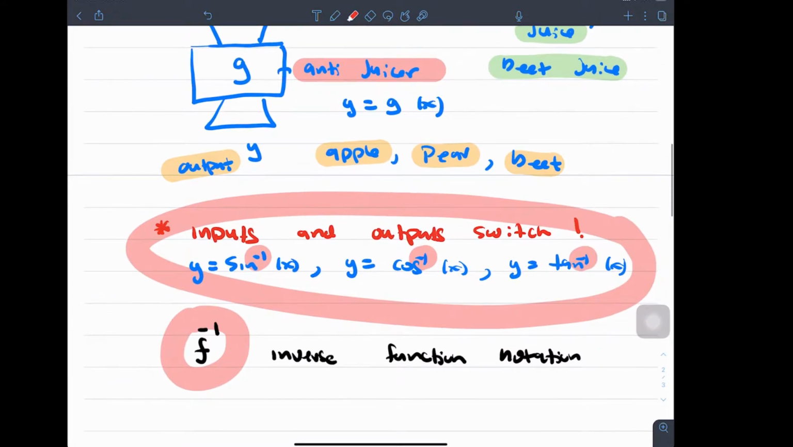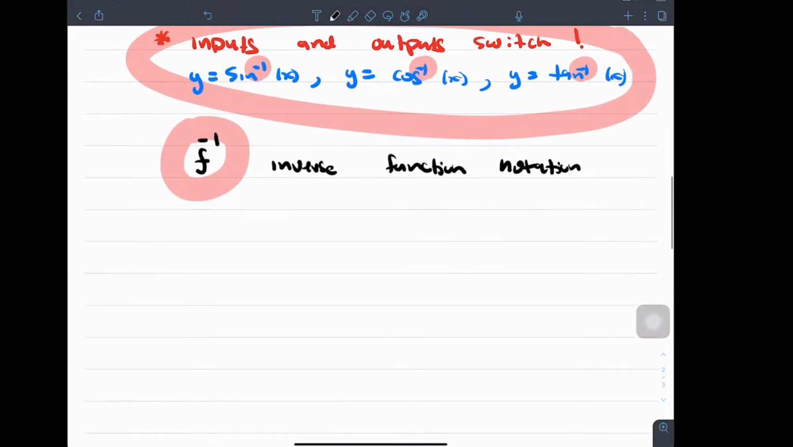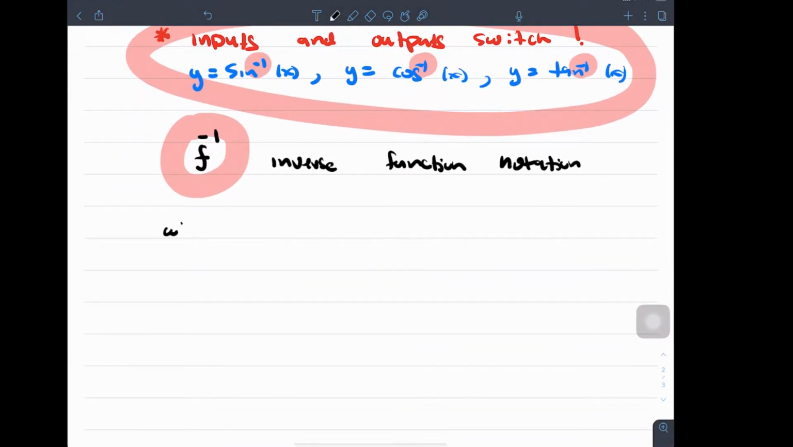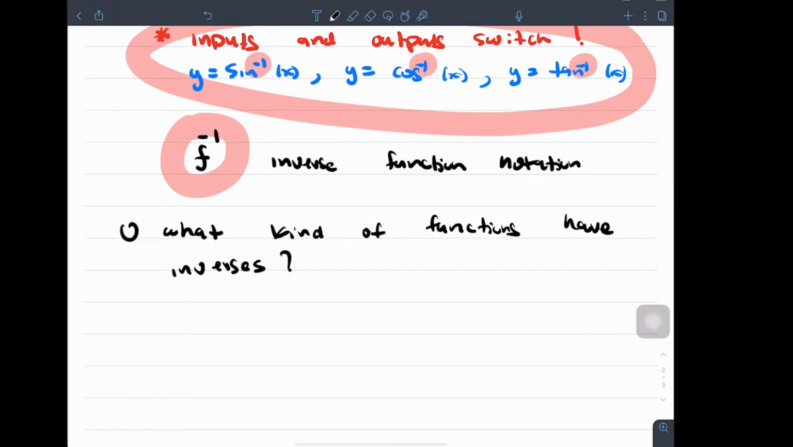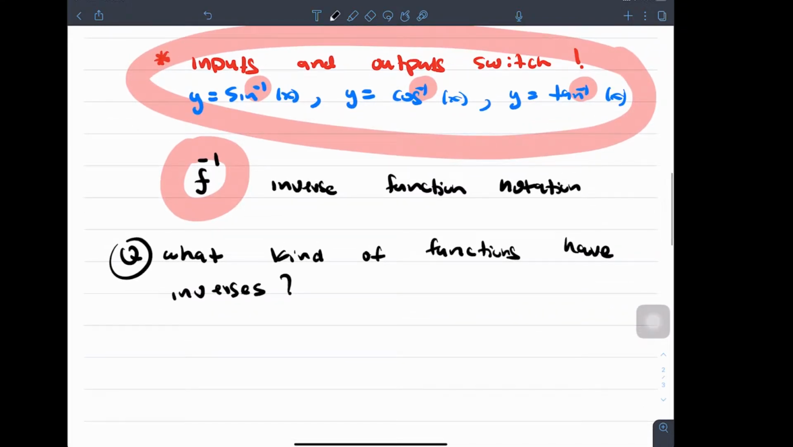Okay, so you see that little -1 sign. I just want you also to recall a very important fact here. If you guys can recall, what kind of functions have inverses? Remember what you know from the past. What kind of functions have inverses? Do you guys remember? Because there's more to the story.